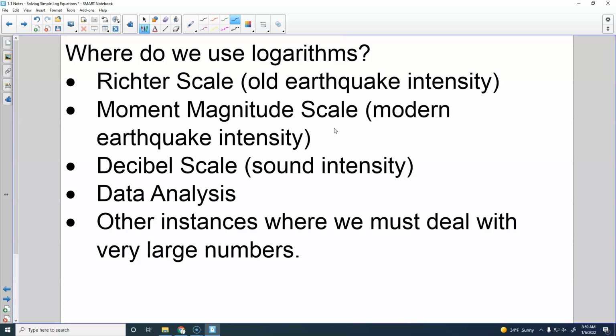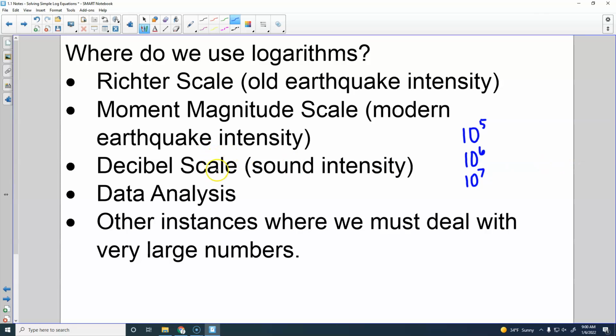It is logarithmic with a base of 10. So you may have heard this before, but if you have an earthquake that is a 5 versus an earthquake that is a 6, an earthquake that is a 6 is 10 times worse than an earthquake that is a 5. Because it's like 10 to the 5th power versus 10 to the 6th power, right? So it's 10 times worse. If you have a 7, it is 10 times worse than the 6, which means it's 100 times worse than the 5, right? 10 times 10.